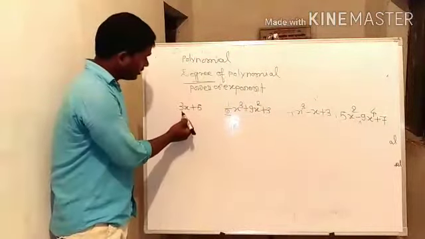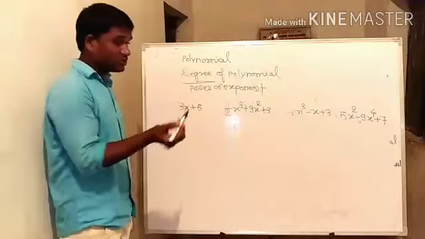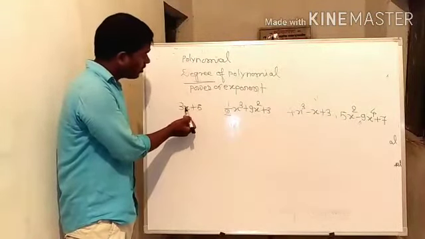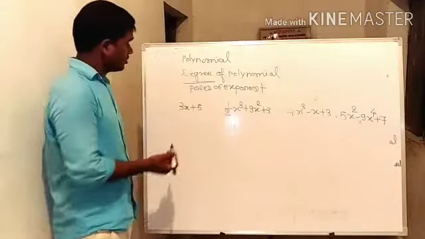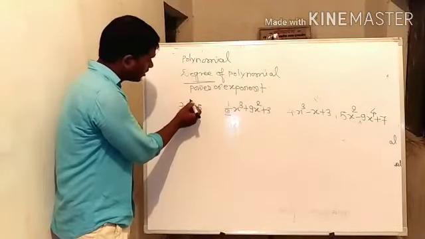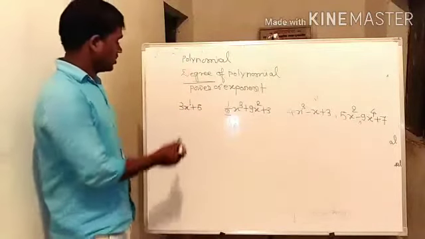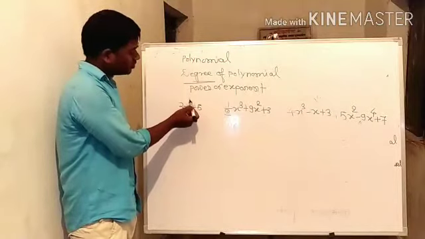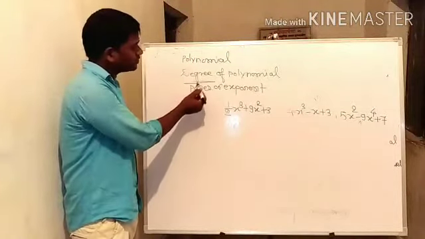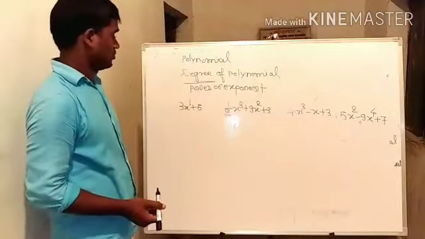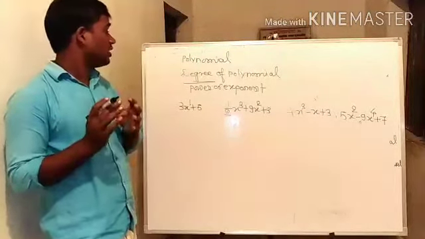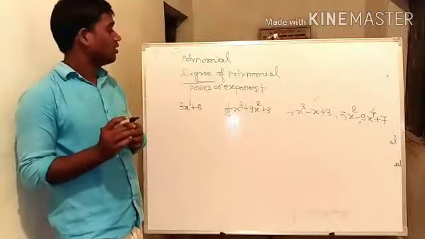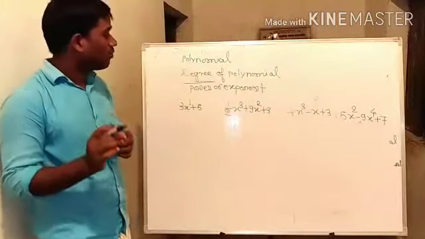How can I identify? In 3x plus 5, what is the power of the variable? Here the variable is x, so the power is 1. In 3x plus 5, the power of the variable is 1. So 1 is the degree of this polynomial. And what is the meaning? What is the degree of the polynomial? Degree of the polynomial is the highest power of variables of a polynomial.